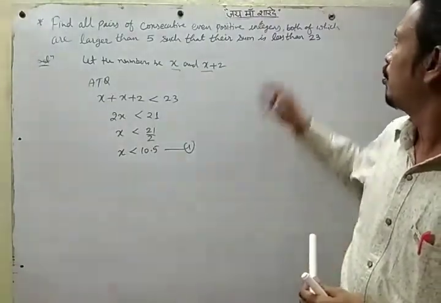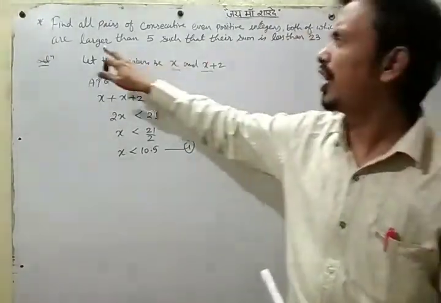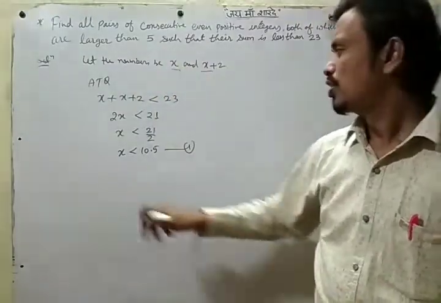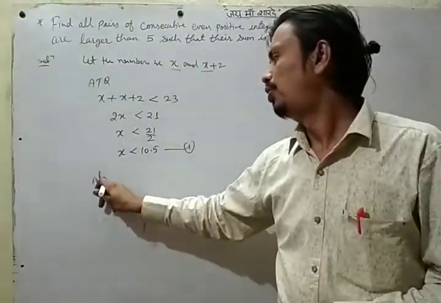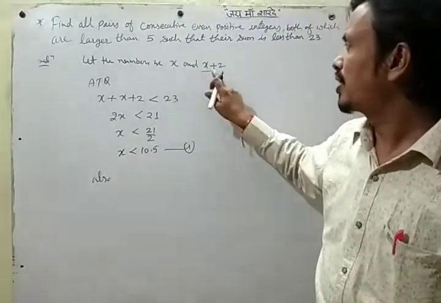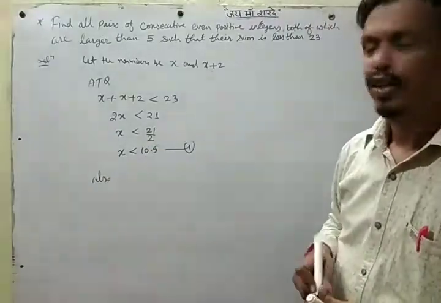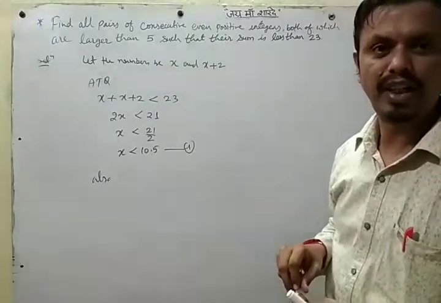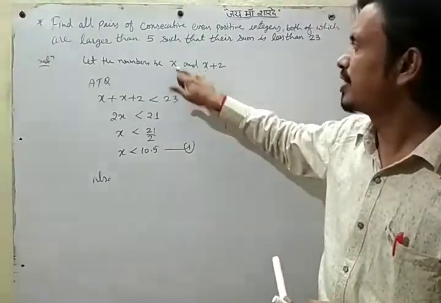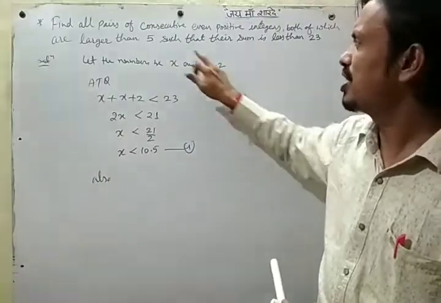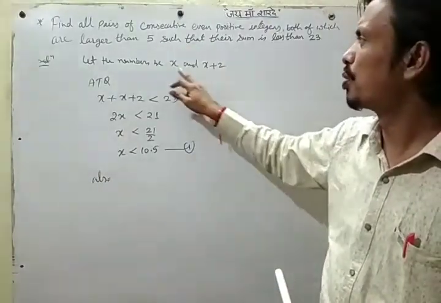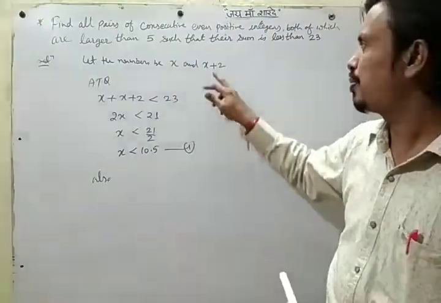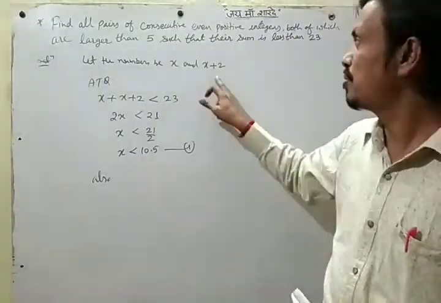Then one more thing is given, both of which are larger than 5, both the numbers are larger than 5. So X plus 2 is more than X. So if X is larger than 5, X plus 2 is larger than 5, both are more than 5. So if X is more than 5, definitely X plus 2 will be more than 5 because it is more than this.